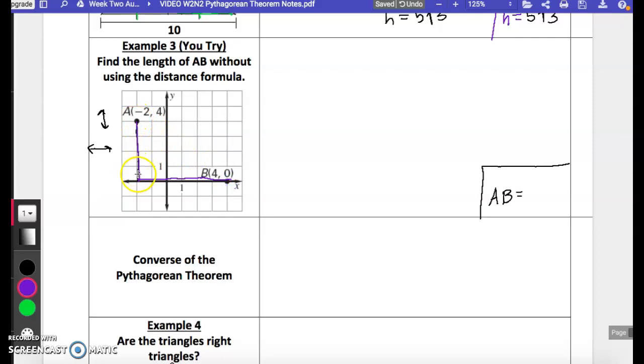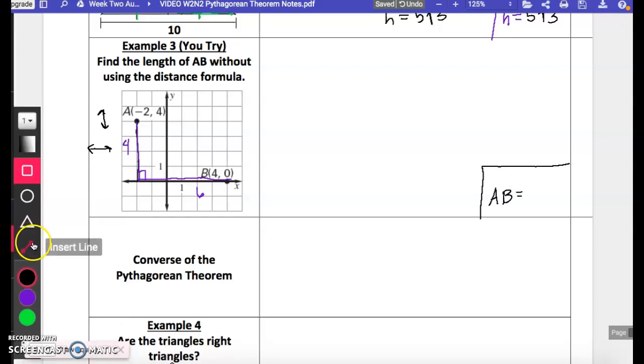Okay, so I can count these, right? How far is that? Well, you just count, that's 4. And then how many squares did I have to move to get to B? 6. Okay, so I know that I went down 4 and then right 6. Well, wait a second. If this is perfectly vertical and this is perfectly horizontal, doesn't that mean they're perpendicular? And doesn't that mean we have a 90-degree angle here? Can you see what's missing? All we're missing is just one connected line. And now we have a right triangle.